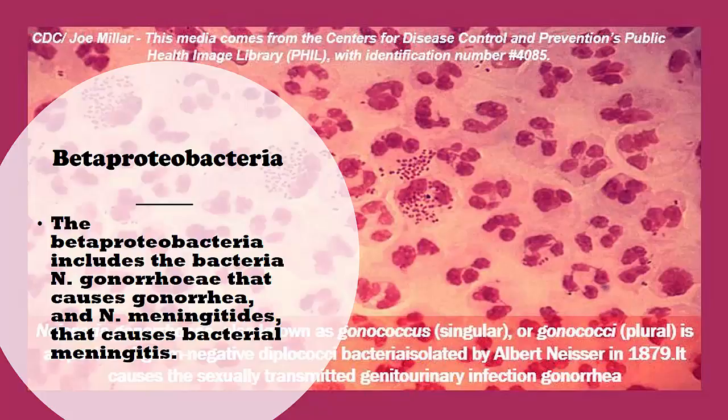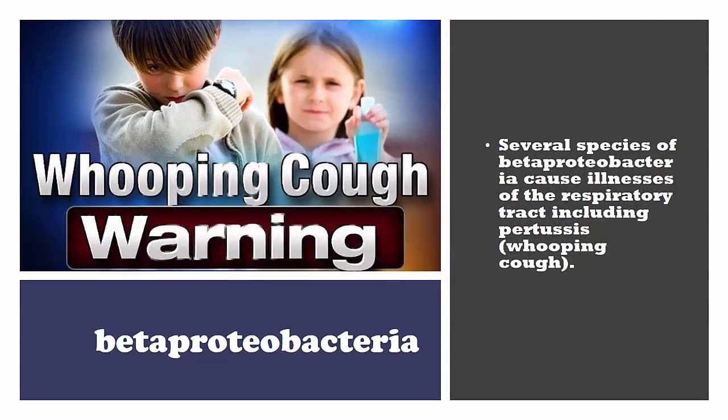The beta proteobacteria includes the bacteria that causes gonorrhea, and also the bacteria that causes bacterial meningitis. Several species of beta proteobacteria cause illnesses of the respiratory tract, including pertussis or whooping cough.